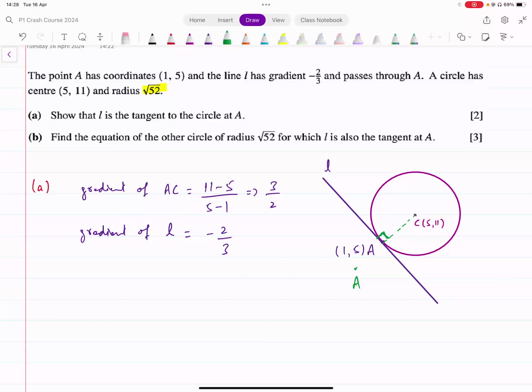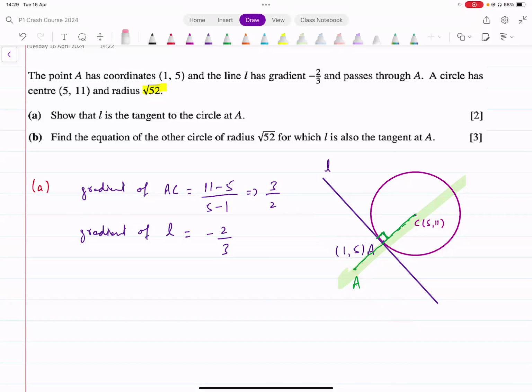And if you were to draw this line AC, it might have looked like this, and the line L might have looked like this, and still AC and the line L would be perpendicular to each other. So just proving that AC and line L are perpendicular to each other is not enough. It's not enough to prove that it's a tangent.